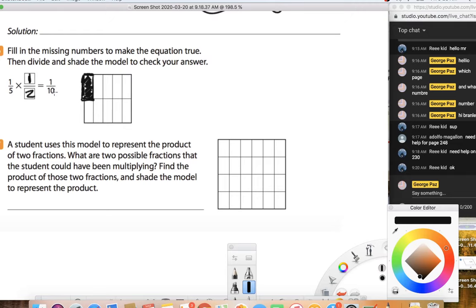My answer, 1/10, matches my picture. 1 is shaded out of 1, 2, 3, 4, 5, 6, 7, 8, 9, 10. And that would be the answer for number 6. Now for number 7.